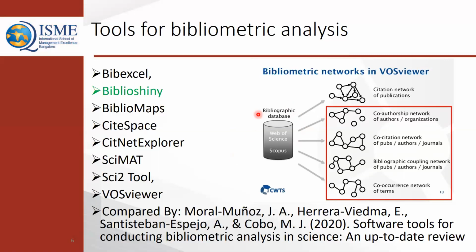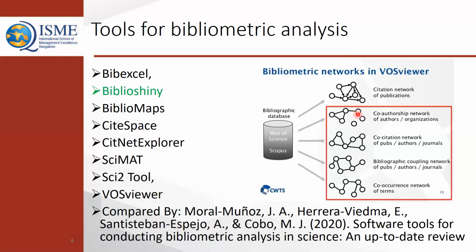With any tool, initially you have to go to Web of Science or Scopus, which are bibliographic databases, to search for the articles which are of your interest. You need to export that in a file, which will generally be a CSV file, and then you need to upload that file into any one of these bibliometric analysis softwares. It need not be VOSviewer. In this case, we are going to be using BiblioShiny.